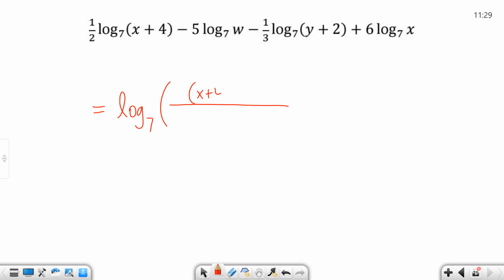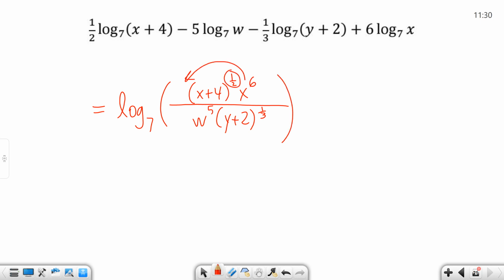So x plus 4, and I'm going to do an extra step here that I may not do. I know what 1/2 means. It means square root, but I'm going to write it this way right now. This goes in the bottom or denominator. It's w to the what power? 5th. This goes in the denominator, so it's going to be y plus, y is in the denominator because it's negative. That says go in the bottom. Y plus 2 to the what power? 1/3 power. And then this goes in the top, the numerator, x to the what power? x to the 6th.